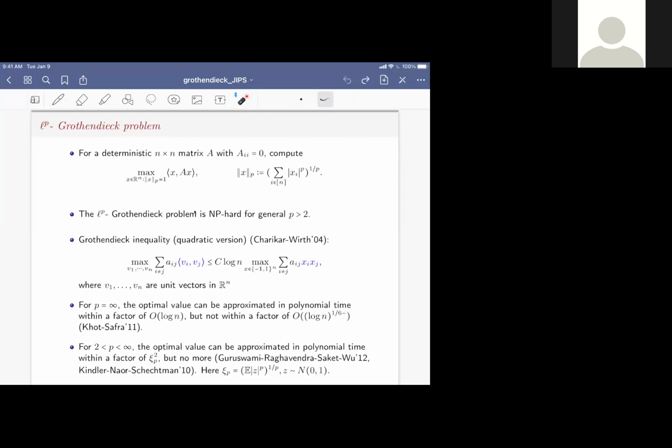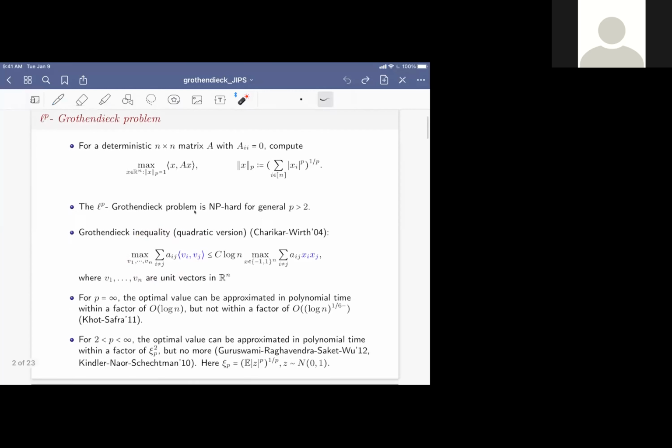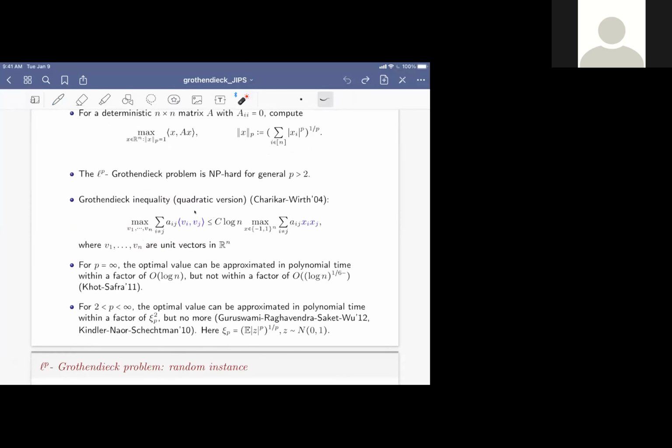So why do we care? Note that on the right-hand side, we have an integer optimization problem that is NP hard. On the left-hand side, it seems like we have a more complex problem, but actually it is a convex optimization problem, so it can be computed in polynomial time. We can think of the left-hand side as an SDP relaxation of the right-hand side, and this inequality gives an approximation guarantee. As an application, for the L infinity Grothendieck problem, the optimal value can be approximated in polynomial time within a factor of log n.